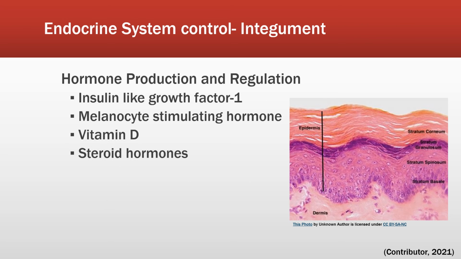The endocrine function of the integumentary system is to regulate and produce hormones. The hormones are insulin-like growth factor 1. It is produced in the dermis and is responsible for the growth and maintenance of hair. Then there is the melanocyte-stimulating hormone that is responsible for skin pigmentation and protection against the UV light. Vitamin D is synthesized through the actions of the UV light on the skin. Lastly, steroid hormone production is responsible for the production of hormones like androgen, estrogen, and glucocorticoids.